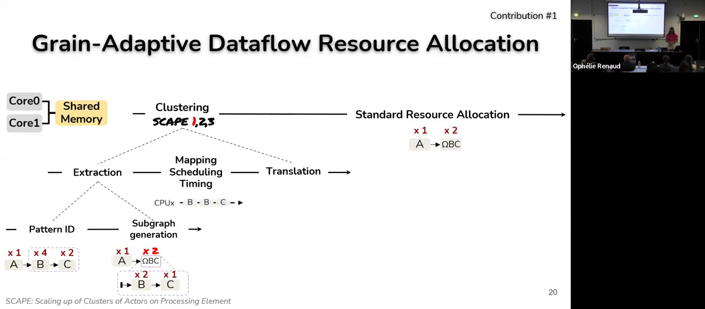Then, given that the graph will be mapped to a single processing element, it's easy to compute its schedule. And then we translate these elements into code, where for loops correspond to the repetition of the actor subgraph, and the actors are translated into function calls. Then this newly generated code will replace the subgraph, and the standard resource allocation proceeds with this simplified and optimized graph.